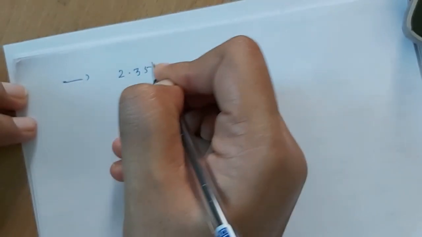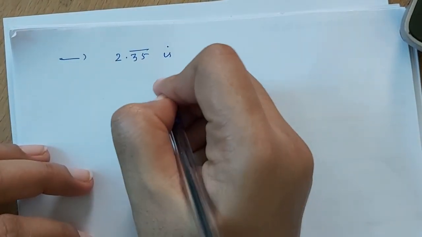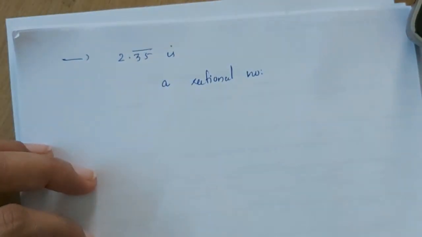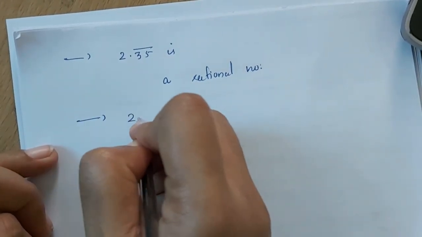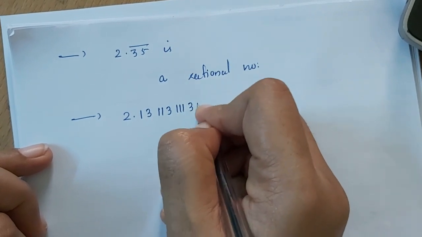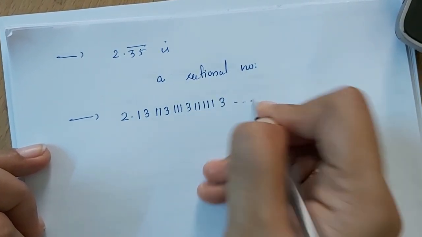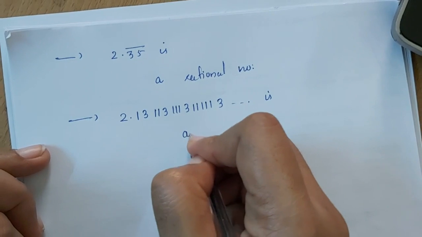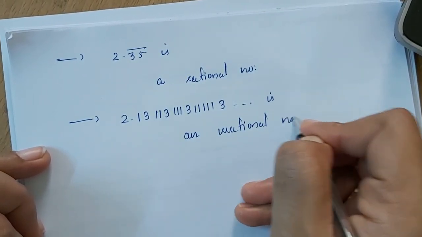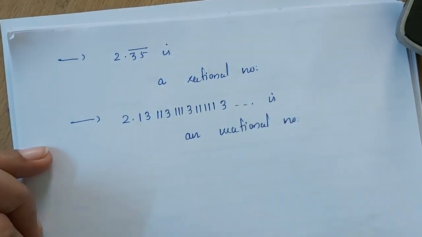Next question, 2.35 is a rational number. It is a rational number. But 2.13113111 and so on is an irrational number. An irrational number. Please note all this type of questions.